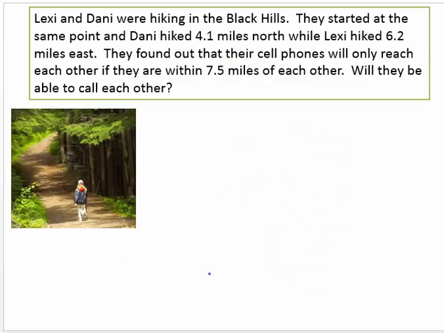Here's an application of the Pythagorean theorem. Let's read through this. Lexi and Danny were hiking in the Black Hills. They started at the same point, and Danny hiked 4 miles north while Lexi hiked 6.2 miles east. Let me grab my pen here. So let's say they start right here, and here is Lexi. No, this is Danny. She went 4.1 miles north, so she's right here. And Lexi started at the same place as Danny, and she went 6.2 miles east. So this is Lexi here.